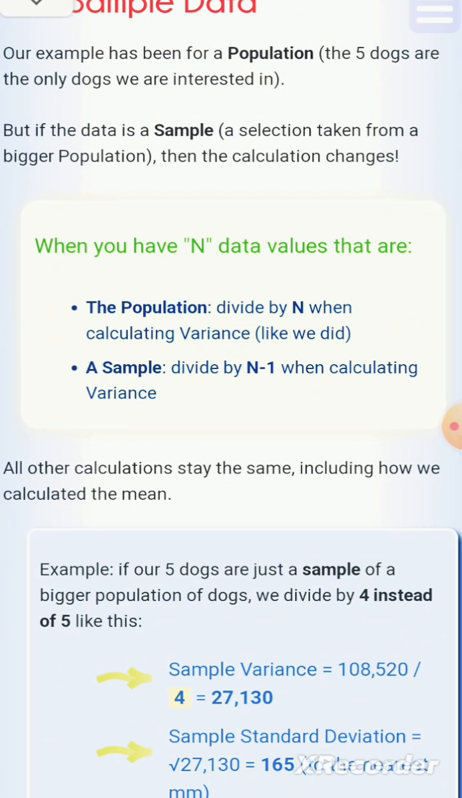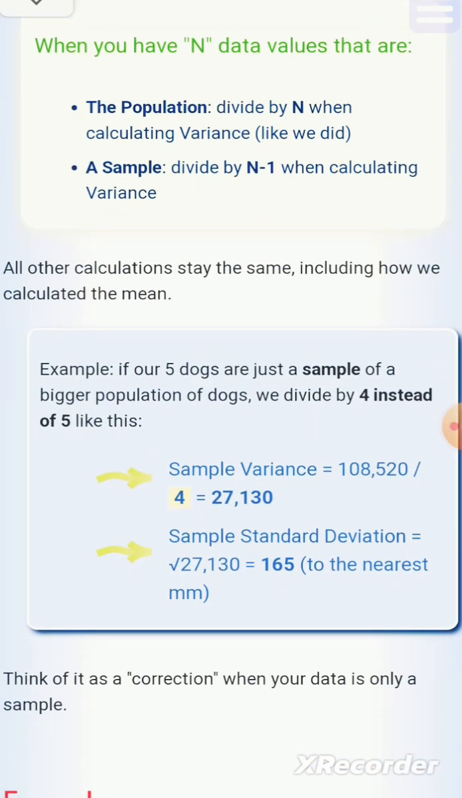So, using our example above, if our 5 dogs were actually just a sample of a bigger population of dogs, instead of dividing by 5 like we did, we would divide by 5 minus 1, which is 4. So we would divide by 4 instead of 5, and here's what we would get. Our sample variance would be 27,130, and the standard deviation would be 165 millimeters.